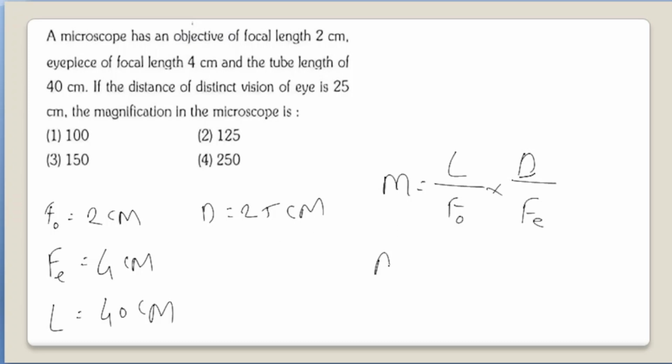So magnification m equal to L, 40 centimeter, f0 that is 2, into D 25, and fe that is 4 centimeter. So if we simplify this, 4 1s are 4, 4 10 1, so 10 into 25 is 250, divided by 2, so m will be 125. So our option, the second one, is correct.